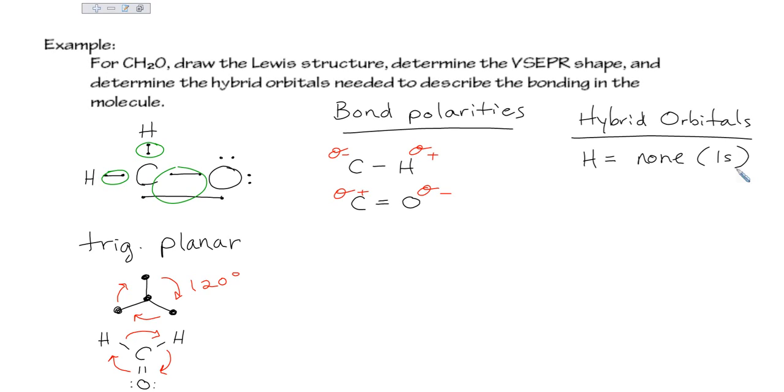Obviously carbon does, and we kind of talked about carbon in the last couple videos. Around that carbon, we need 3 bonding regions. 3 bonding regions, we need 3 hybrid orbitals. So we're going to hybridize the s and 2 of the p's. That gives me 3 hybrid orbitals, sp2. And again, anything based on the trigonal planar shape will be sp2 hybridized.